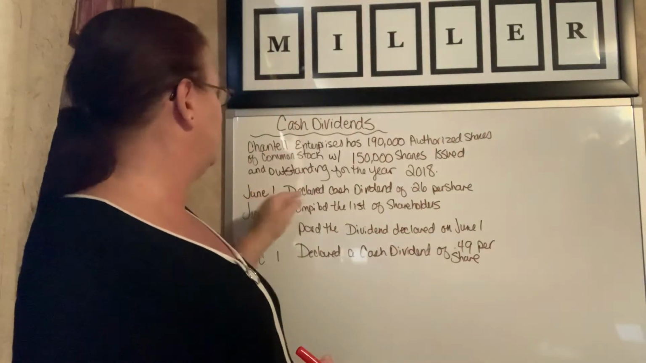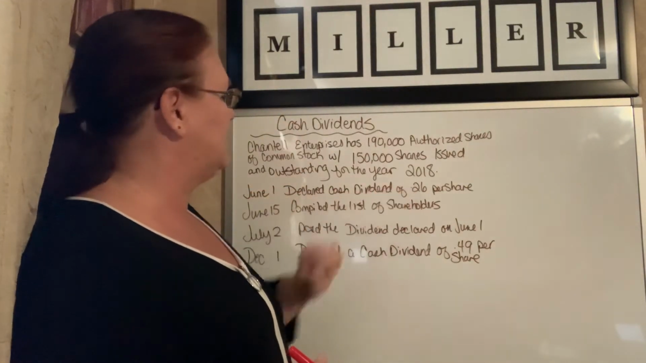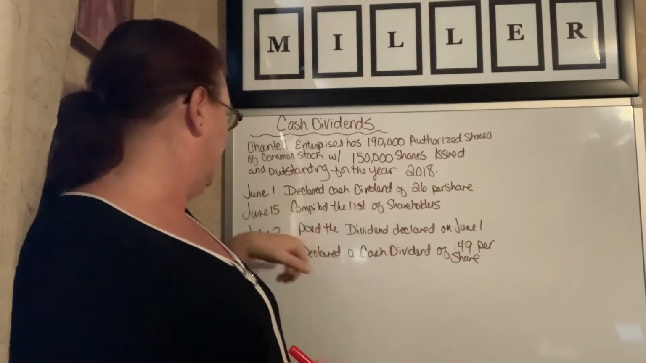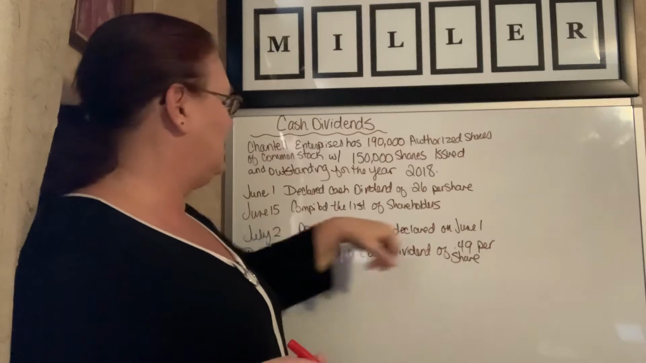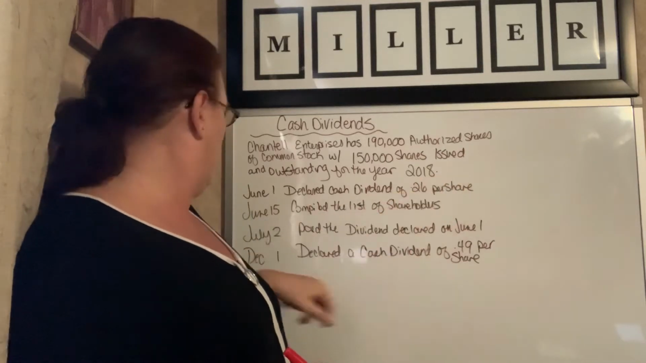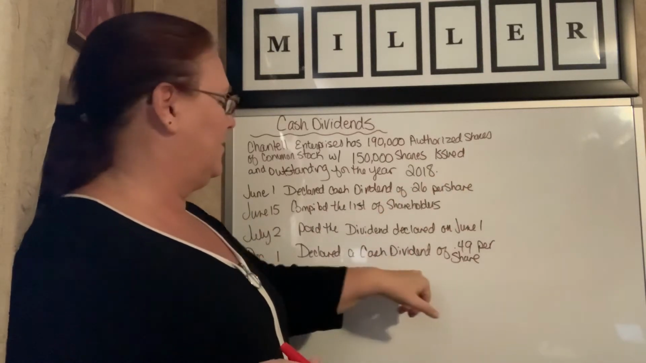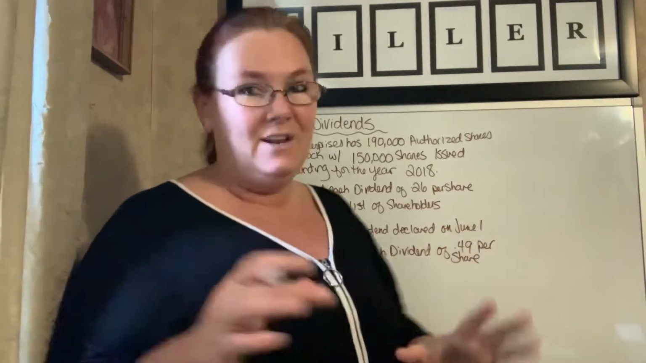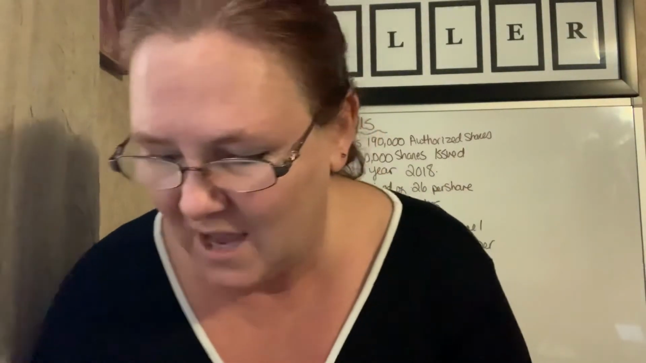So June 1st, we declared a cash dividend of 26 cents per share. June 15th, we compiled the list of shareholders. July 2nd, we paid the dividend declared. And then December 1st, we declared another cash dividend of 49 cents per share. So again, if you go to pages 510, 511, and 512, you're going to see all three journal entries as they are supposed to be.